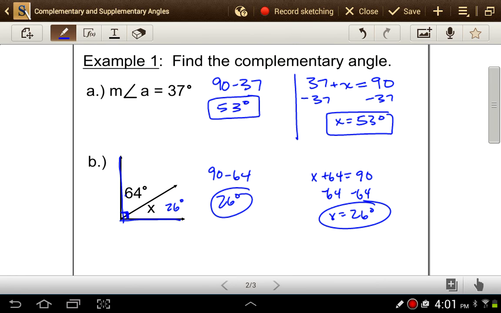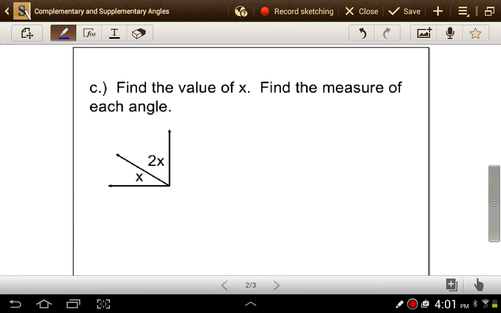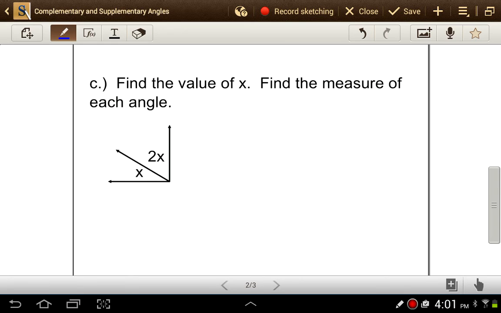In the next example, we're going to find the value of x, and then find the measure of each angle. So this is going to be a little bit more work here. Again, I'm not giving you angle measures on this one, so that's what makes it a little bit harder. So now I have to use the algebra way. So for this one, I would do 2x plus x equals 90 degrees. Then I would add these up, and that's 3x equals 90. Divide both sides by 3. So you get x equals 30.